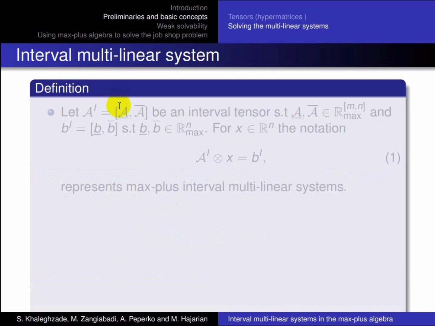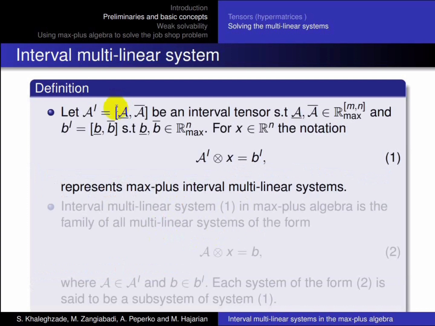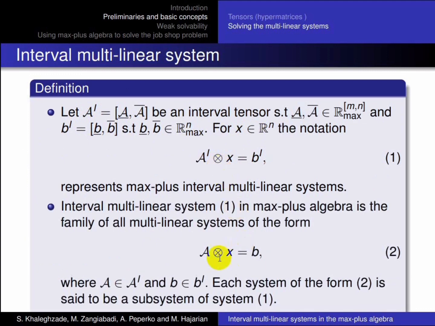Now let's move on to interval multilinear system. Let A^I be an interval tensor and B^I be an interval vector. This notation represents Max-Plus interval multilinear systems, and this notation represents each subsystem of interval multilinear system of 1.